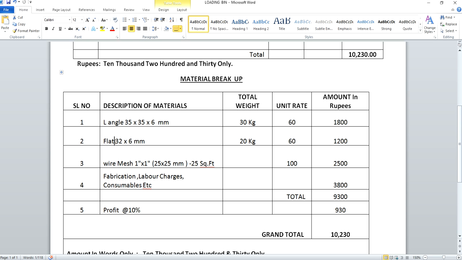So here we are going ahead with that flat bar of 32 by 6 mm, and our estimated weight is 20 kg, and likewise the same rate which you are using here, as it is mild steel only. So your total cost will be 1200 rupees.